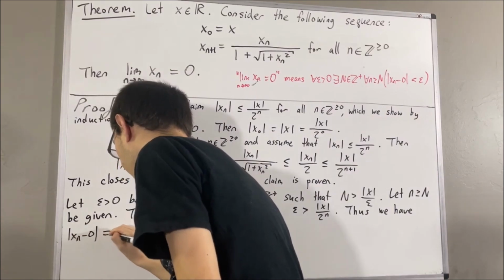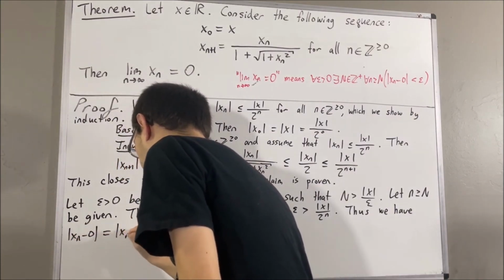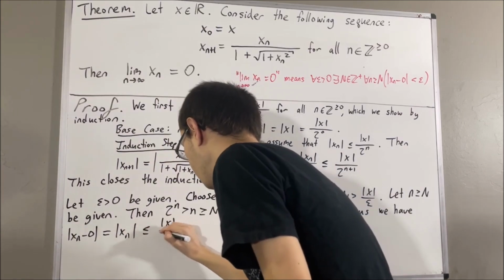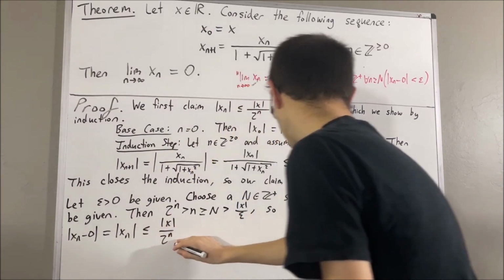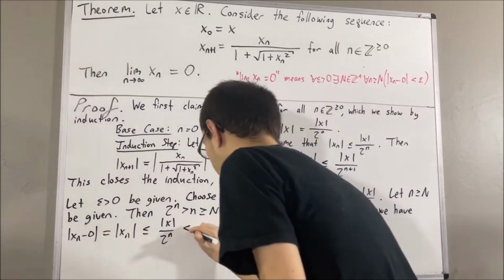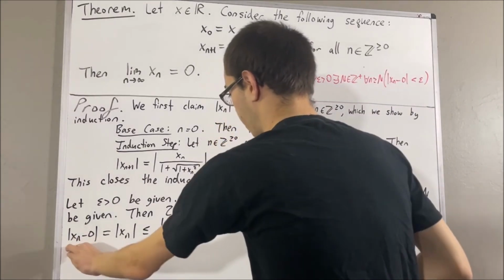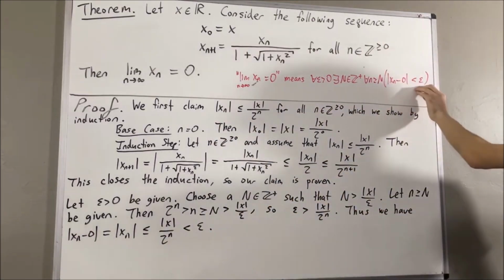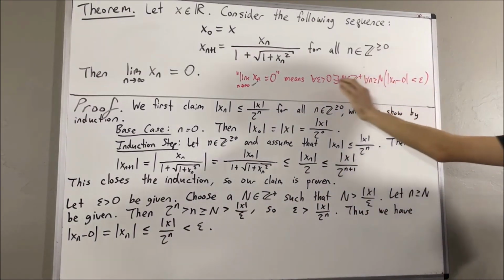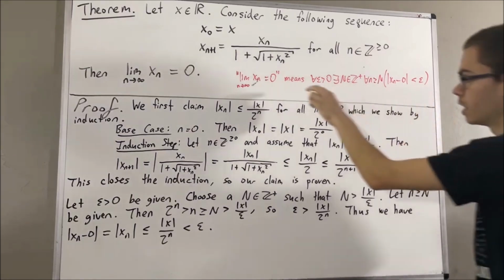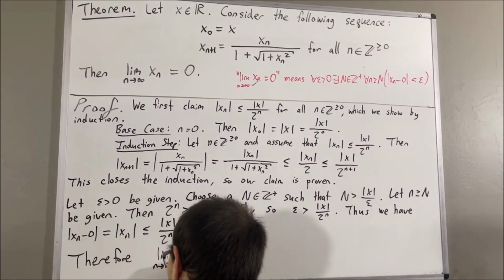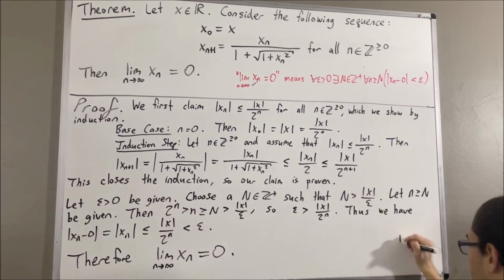Because we had absolute value of xn minus 0 is equal to absolute value of xn, which is less than or equal to absolute value of x over 2 to the n, and we know that this guy is less than epsilon. So we see absolute value of xn minus 0 is less than epsilon, which is exactly what we wanted. And so we have proven this statement, which means we have proven that our sequence converges to 0. And so this completes the proof.